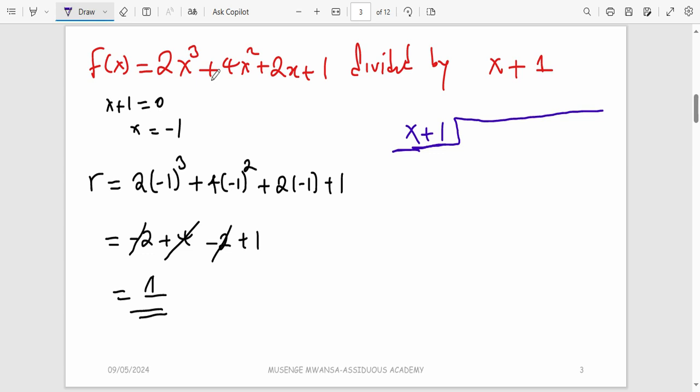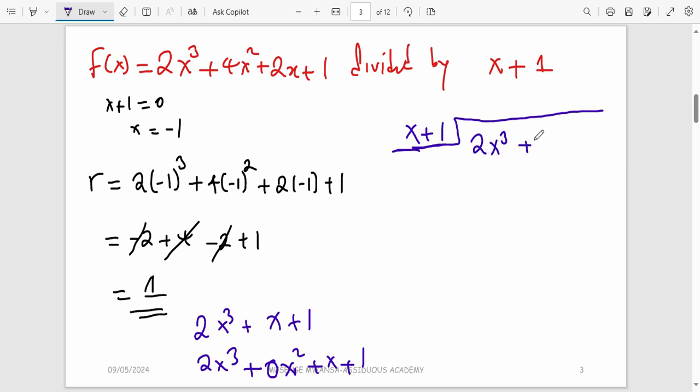But make sure that the powers are decreasing. So let's say if we had 2x to the power 3 plus x plus 1, you can see we don't have any power 2. So you write it as 2x power 3, then put 0 x power 2, and then plus x plus 1. Please always make sure that you write it in this way. But in this one you have got power 3, power 2, power 1 and power 0, so just write it the same way. It is 2x to the power 3 plus 4x squared plus 2x plus 1.